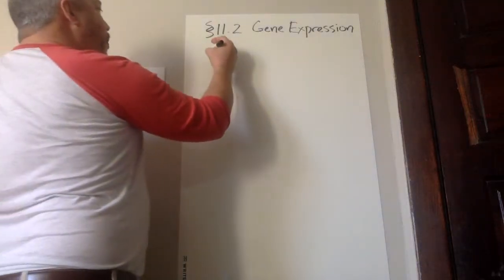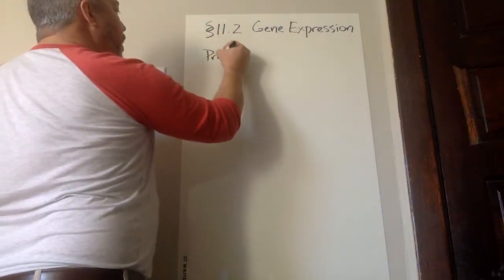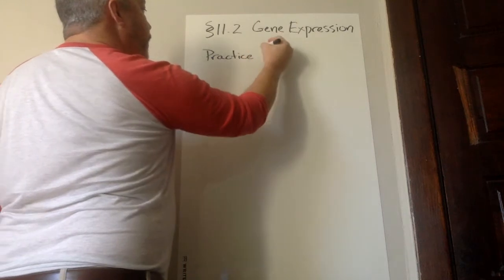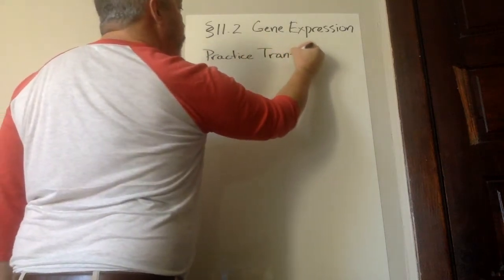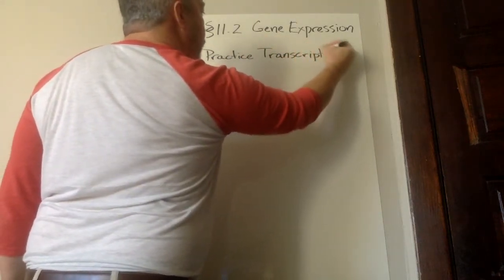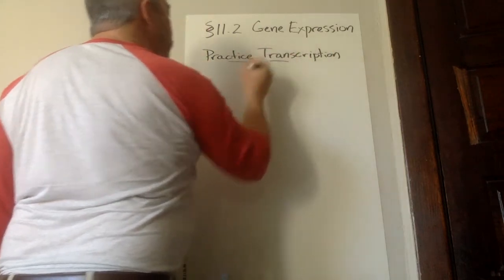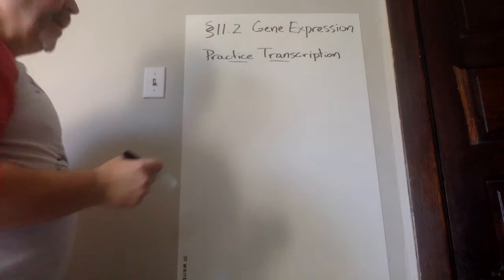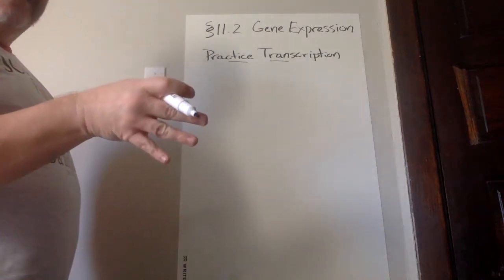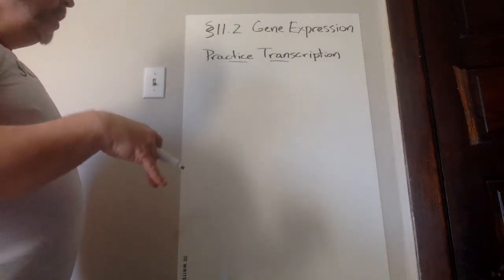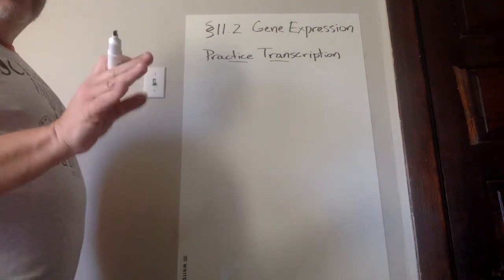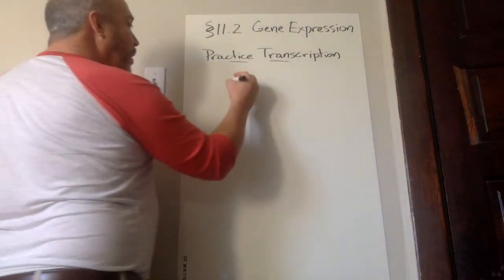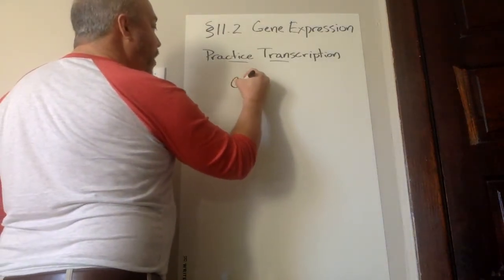So now let's do some practice transcription. When we had DNA, the complementary base pairs were A and T and C and G. But remember, you don't have a T in RNA. So the complementary rules are as follows.